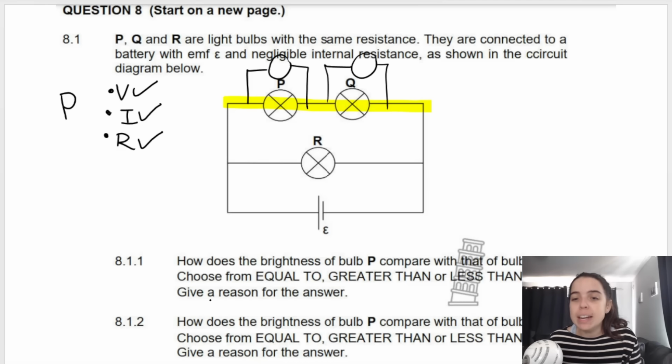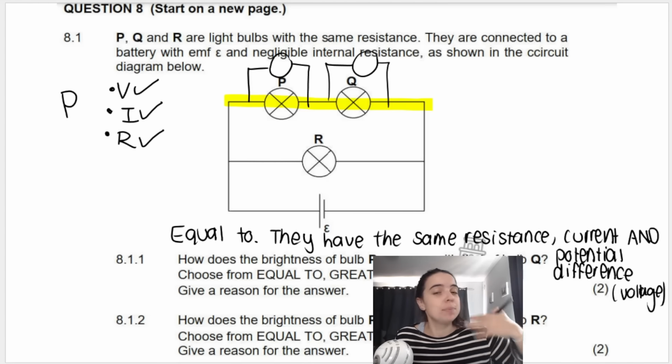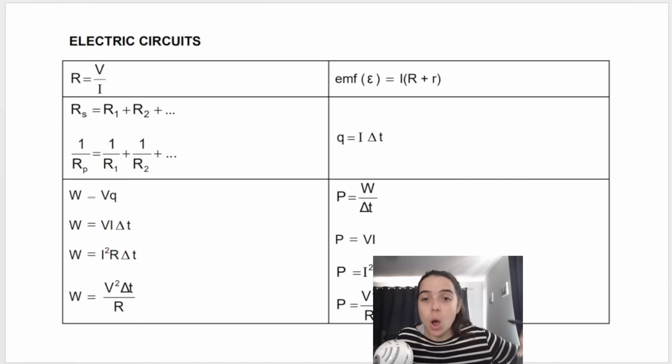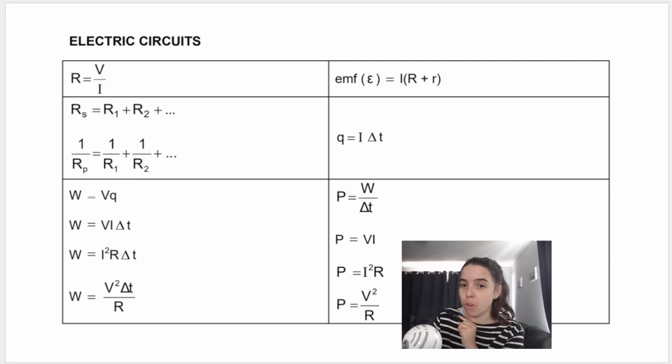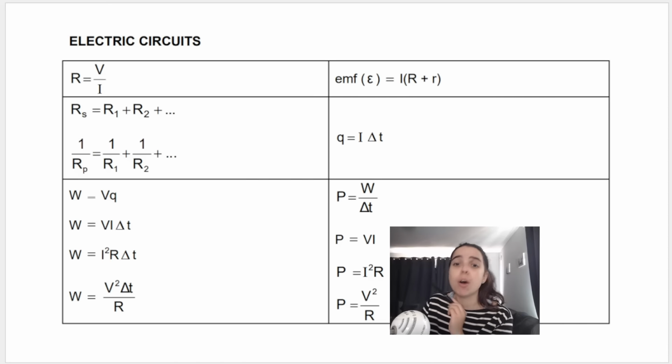So therefore, the brightness of bulb P compared to Q is equal to. And the reason is because they have the same resistance, same current, same potential difference. So if I had to work out the power of each of these bulbs and say I had to use this formula over here, P equals V squared over R. V is the same, R is the same. Even over here, I is the same, R is the same.